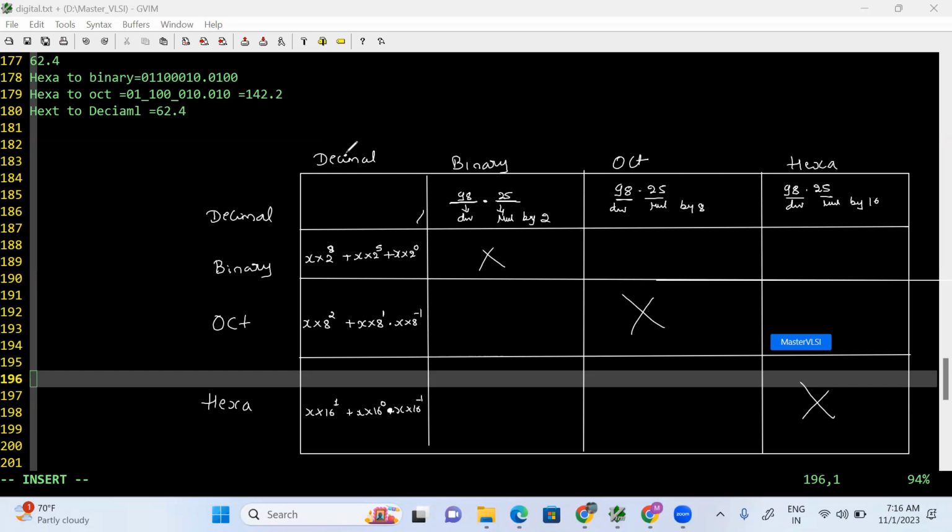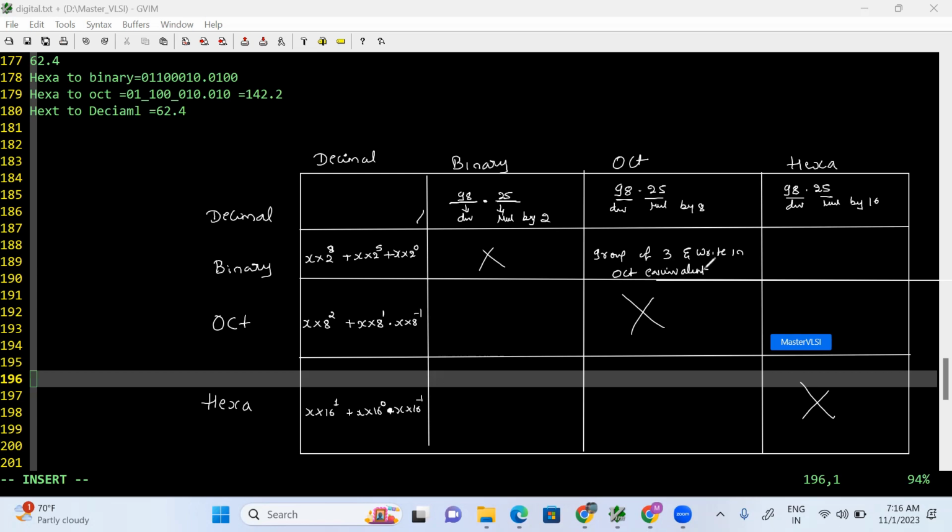Group of 3. That's enough, right? Because binary you have it. Group it in 3. Convert to its equivalent octa. Group of 3 and write in octa equivalent. Correct? And write in octa equivalent value. Correct?